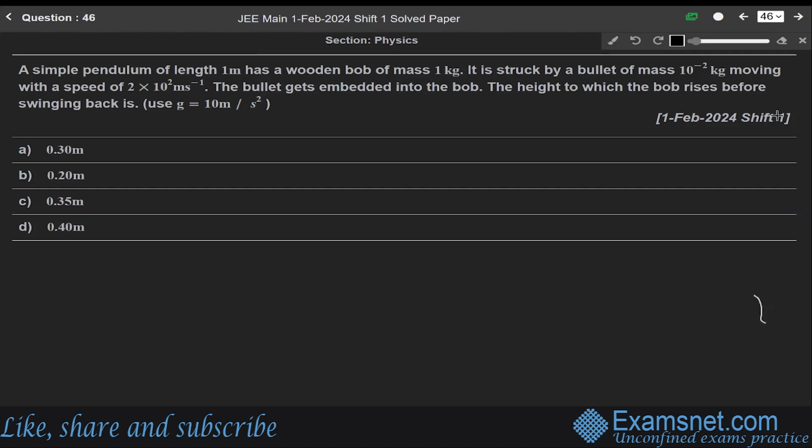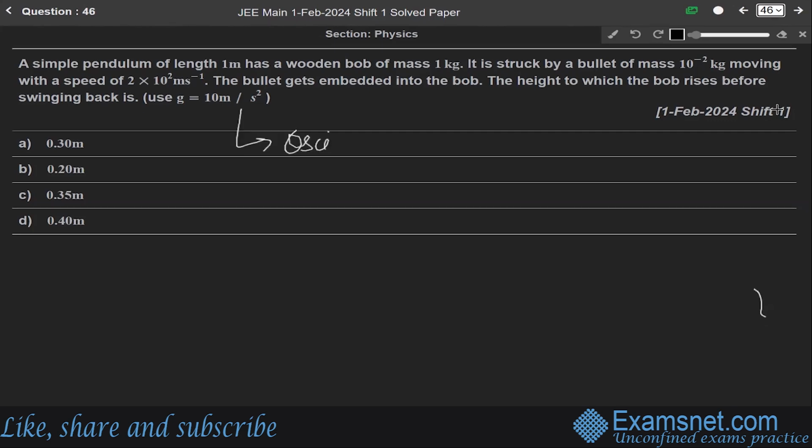So the next question is 46. A simple pendulum of length 1 meter has a wooden bob of mass 1 kg. It is struck by a bullet of mass 10 to the power minus 2 kg moving with a speed of 2 into 10 to the power 2 meter per second. The bullet gets embedded into the bob. The height to which the bob rises before swinging back is. Okay, so this question is from the chapter of oscillations and waves.